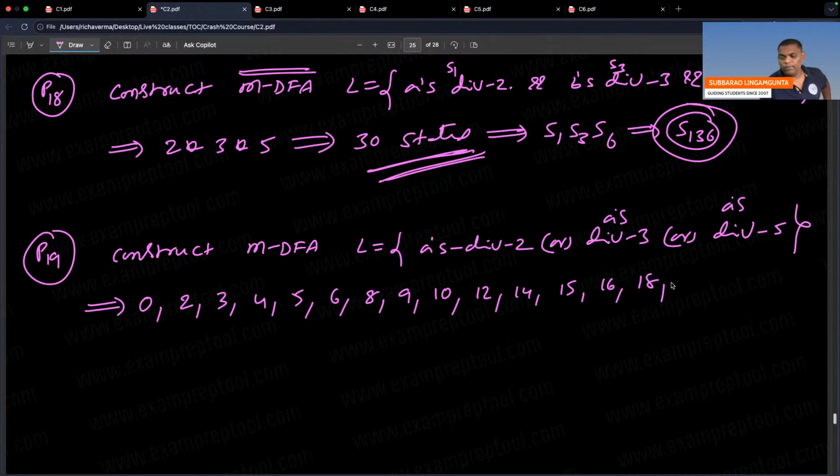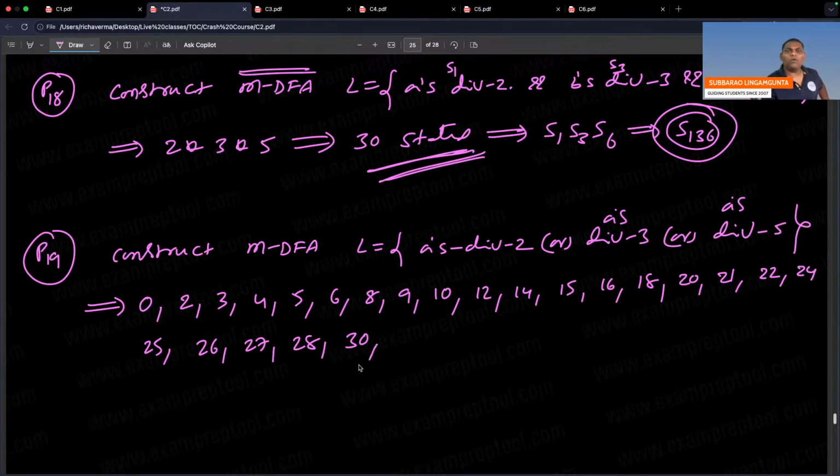No one. Check if you want. 20, yes. 21, 3 sevens, yes. 22, yes. 23, no. 24, yes. 25, yes. 26, yes. 27, 3 nines, 27, right? 27 also yes. 28 also yes. 29, I don't think so. 30, yes. Are you comfortable till now?